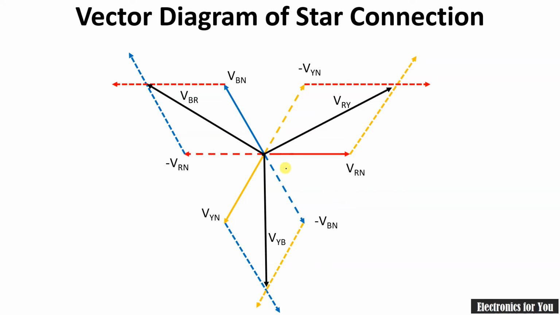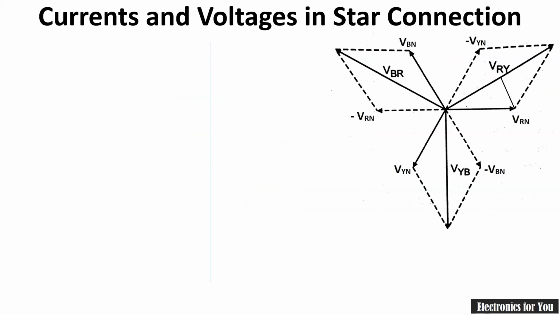All voltages are shown here. The current can also be shown, which has some phase difference here. So we can show IR here, IY here, and IB here, which will lag the voltages by some angle. Not exactly 90 degrees, but definitely it will have some angle which is less than 90 degrees and greater than 0. So this is the vector diagram for a star connection. Now using the same diagram we can further plot.